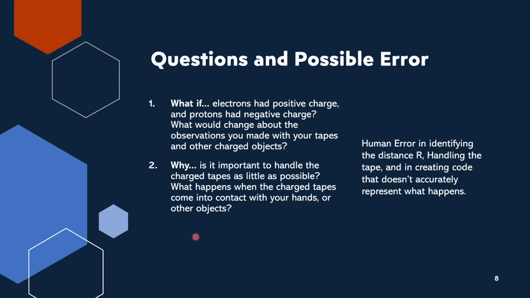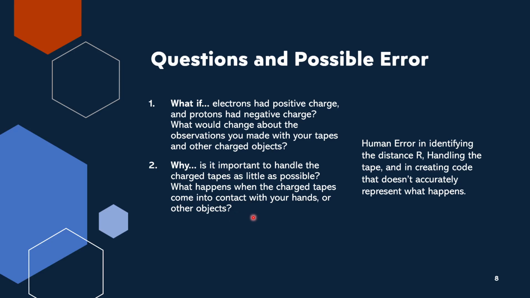Now, moving on from this, what if the electrons had a positive charge and protons had a negative charge, and what would the changes be to the observations made? And quite simply, there would be no change. In this case, the two positively charged objects would still repel each other, and a positively charged and a negatively charged object would still be attracted to each other. The only difference is that the reason they're being repelled is because of positive charges instead of negative charges. Of all actual observations, there would be no change.